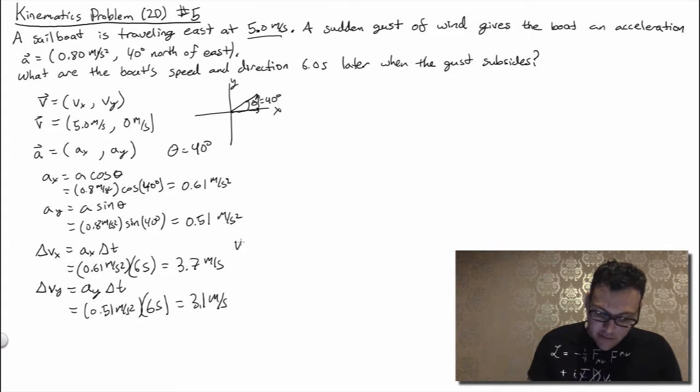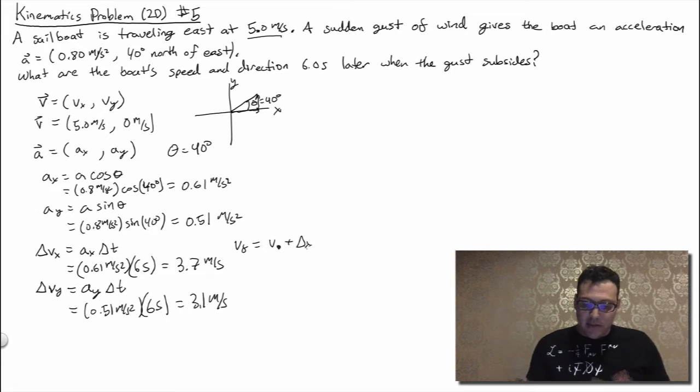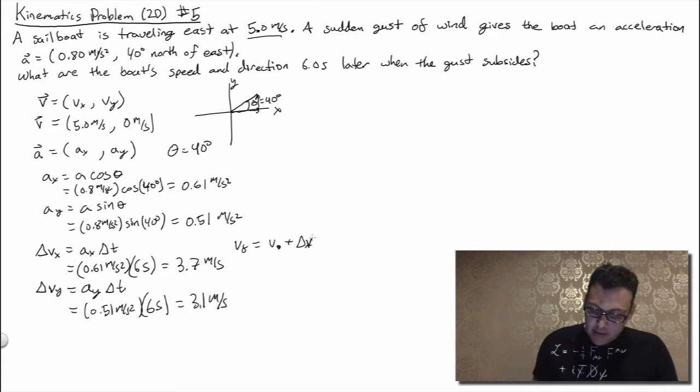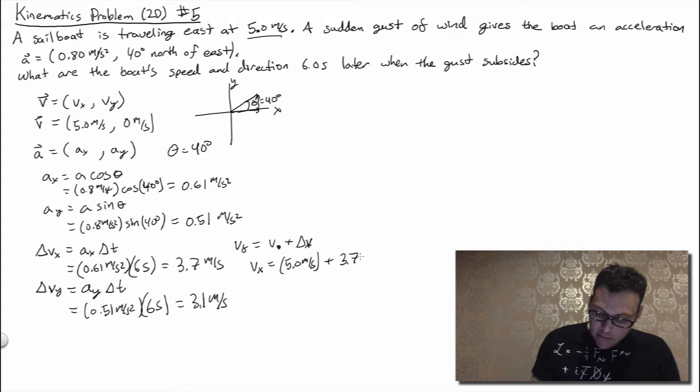Because the final velocity in the x is equal to the initial plus the change in x, which makes intuitive sense. The velocity in the x direction. So for this one, if we want the final velocity in the x, we have to take that 5 meters per second and then add this 3.7 meters per second to get the total. I'll write it down here. The total velocity is, this is 8.7 meters per second, and we'll box that.